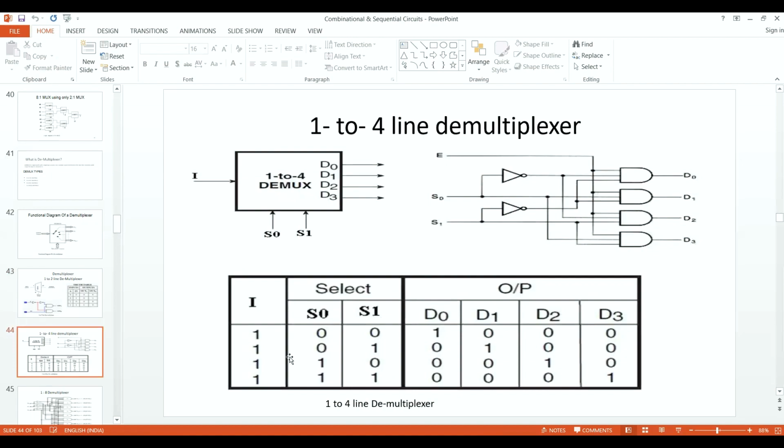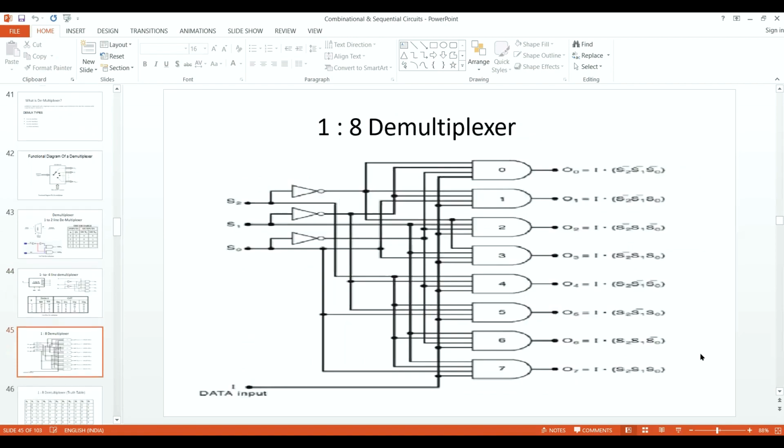Now let me see. I'm giving a 1 over here. Input is 1. I'm having 2 select lines now. This is a 2 to 4 line demultiplexer, 2 raised to power 2, with select values 0 0, 0 1, 1 0, and 1 1. You can see D0 has the lowest value. D0 is on, then D1, then D2 and D3. Diagonally, all the data values would be on. I hope this is clear. So for 4 outputs, 4 AND gates would be used.